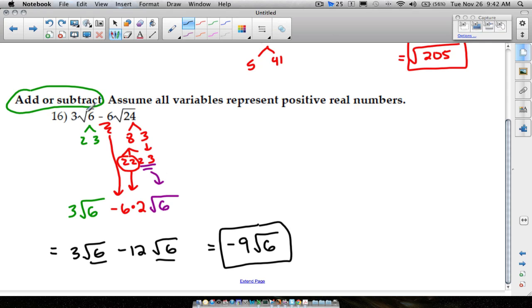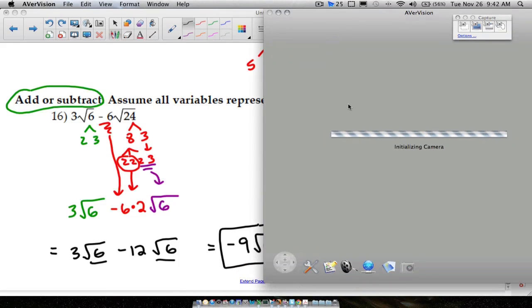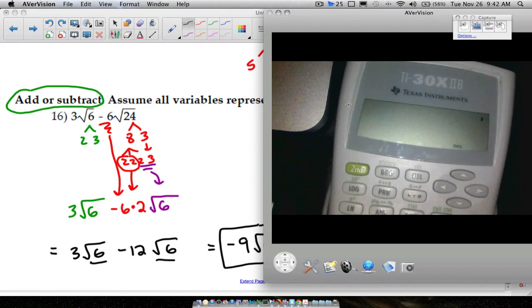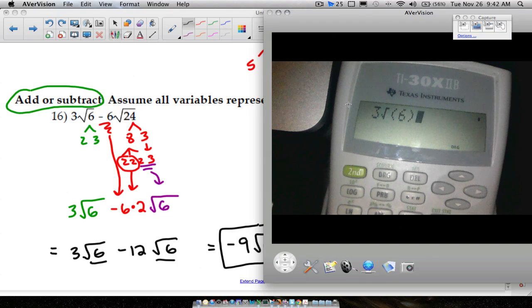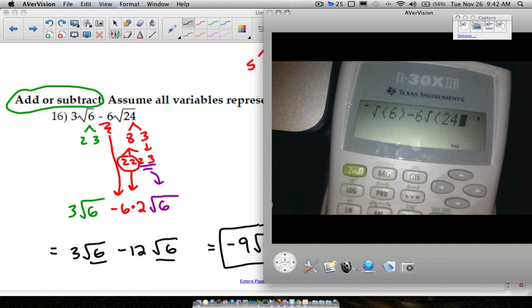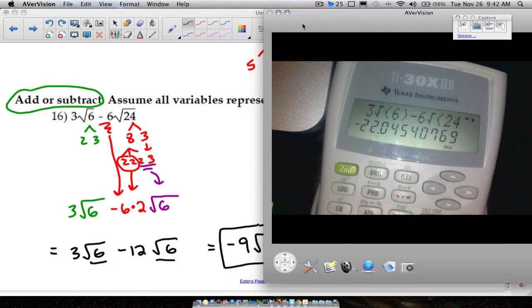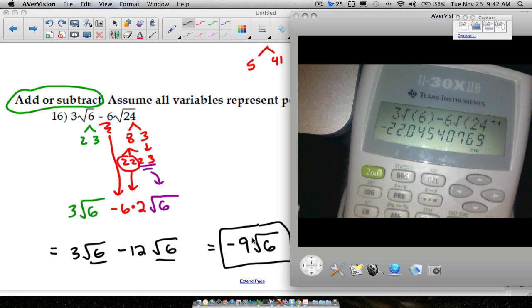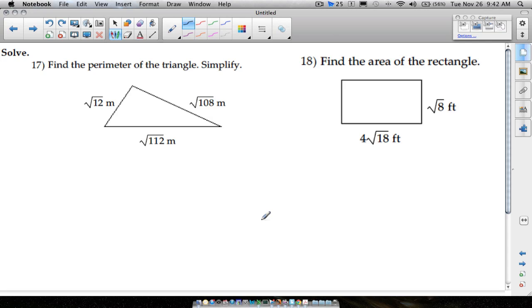So we have time. Let's go to the calculator. Let's check our work since we don't have any variables to worry about, and let's see if we get the same funky decimal for both of these. 3 square root of 6 minus 6 square root of 24. We get negative 22 point blah blah blah. And now let's see if we get the same thing for negative 9 square root of 6. And as you can see there, we get the same exact decimal. So we're good. We've simplified this down, and let's go on to number 17.